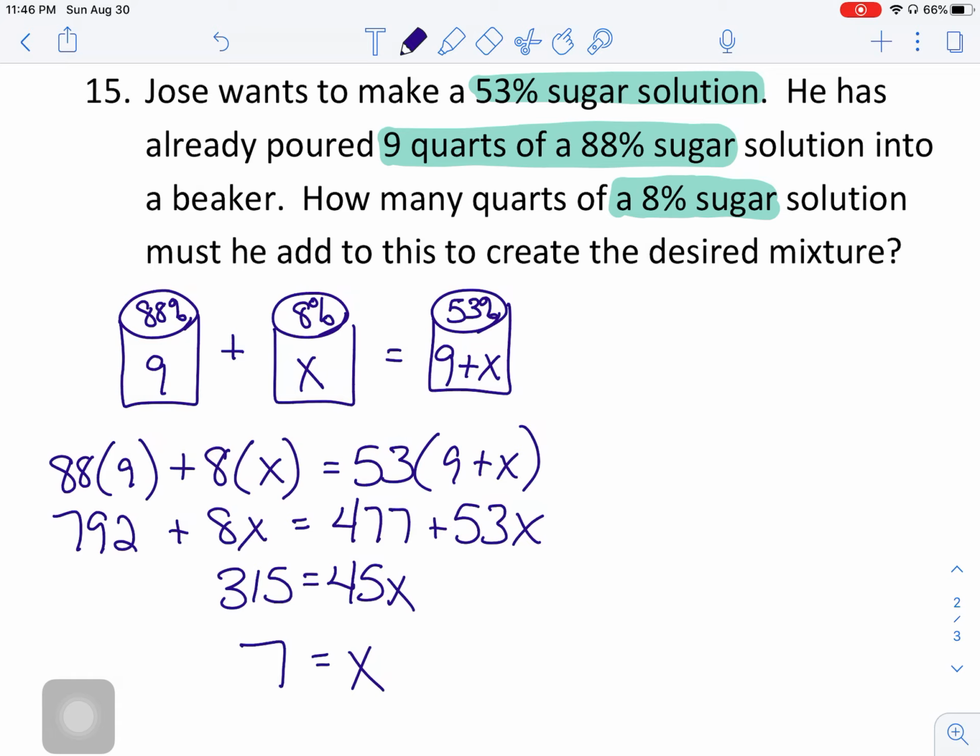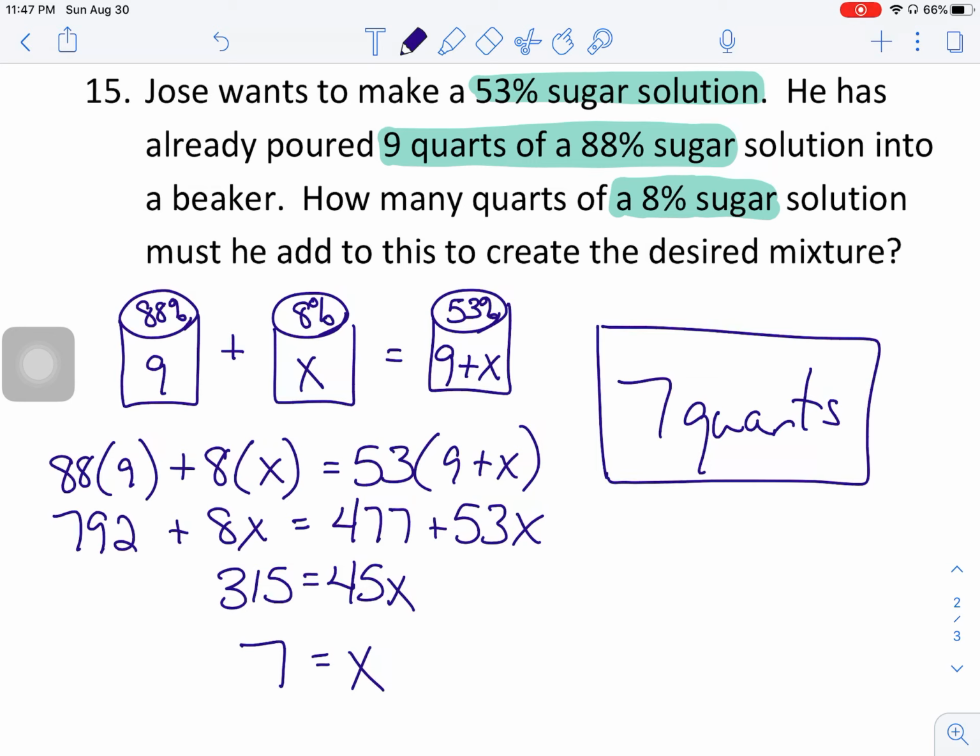Now, since this is a word problem, I always want to double check, do I need any units with my answer? X represents my quantity here. So my 8% sugar solution, I need to add 7 quarts. So hopefully this method helps. Again, if this one doesn't make sense to you, there are other methods to do these problems.